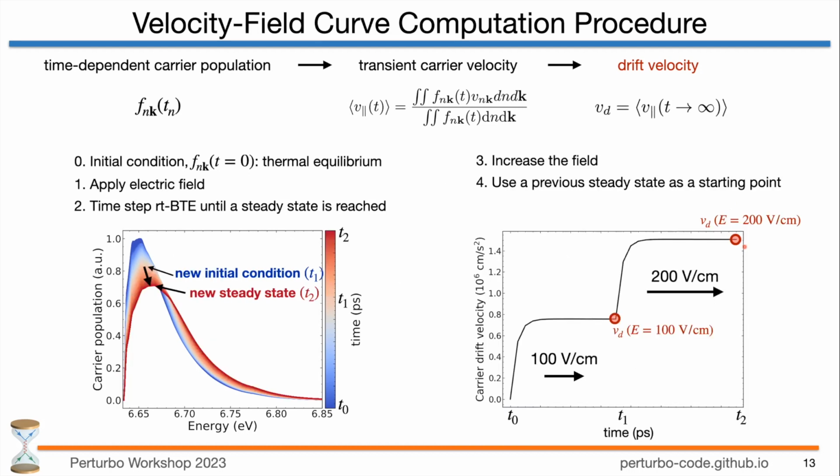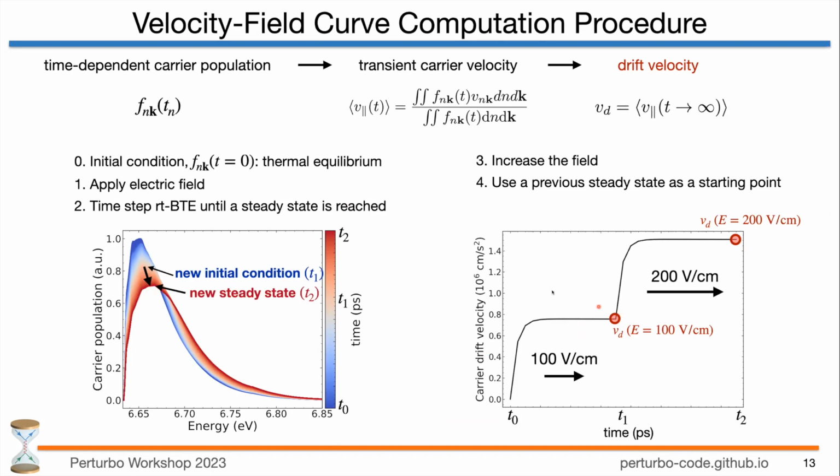Next, we apply a new, higher value of the electric field. In the example I show, it's 200 volt per centimeter. And then we repeat the procedure. We time step our real-time Boltzmann transport equation until a new steady state is reached. But now we take the previous steady state as the new initial condition. You can see it here. Our pink curve corresponding to the old steady state is now the initial condition, and we time step it until a new steady state is reached in red here.